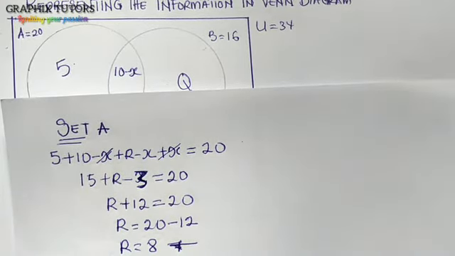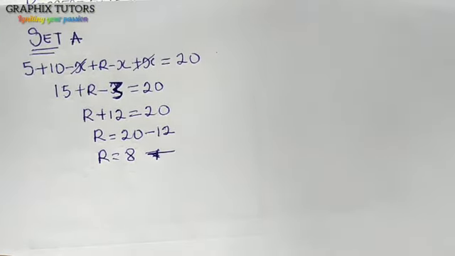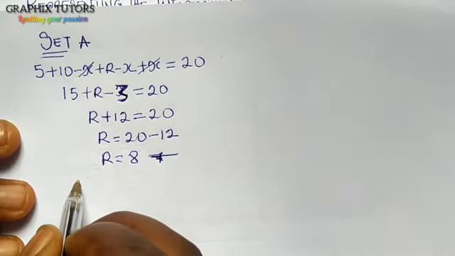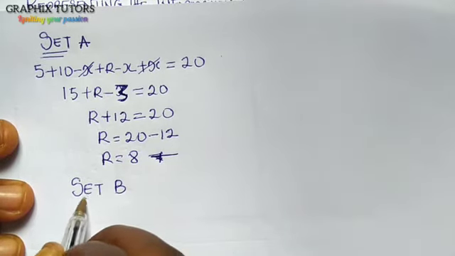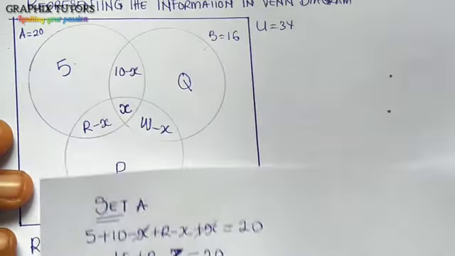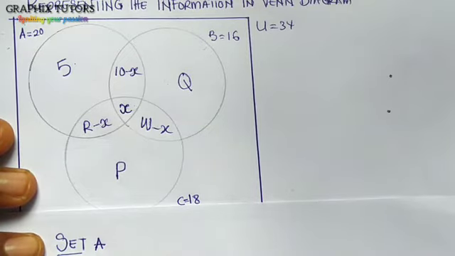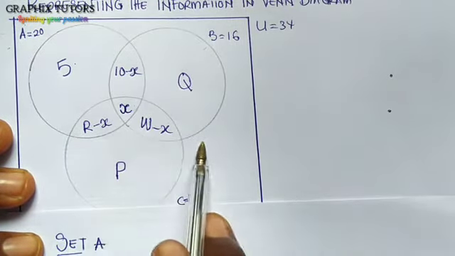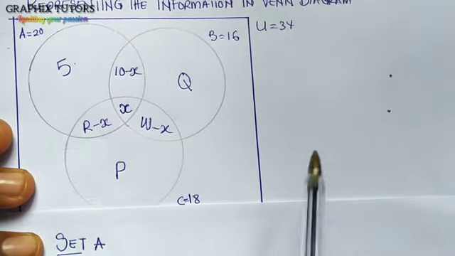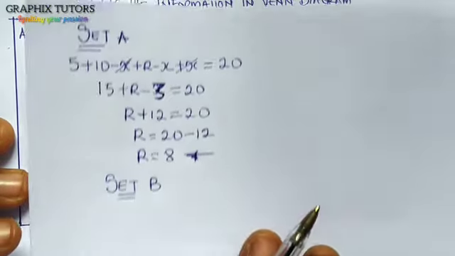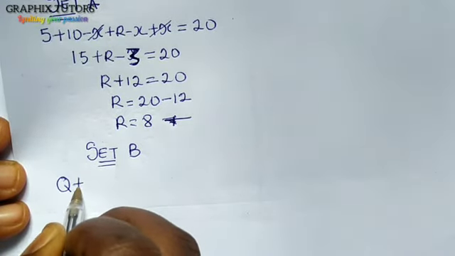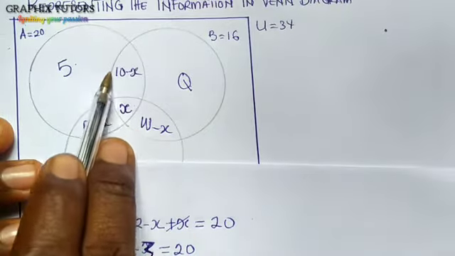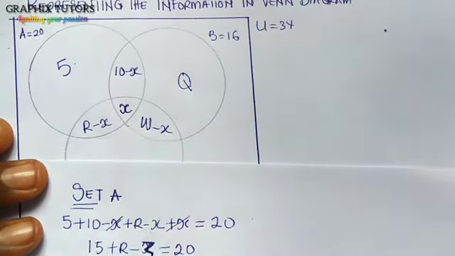We'll talk about set B. So let's see. For set B, we want to consider set B, right? So let's see what we have in set B. In set B, what we simply have here is everything involving this guy here. So it will be Q. Let's start with Q, the bigger guy first. We have Q plus this guy or the circle here, 10 minus X plus X.